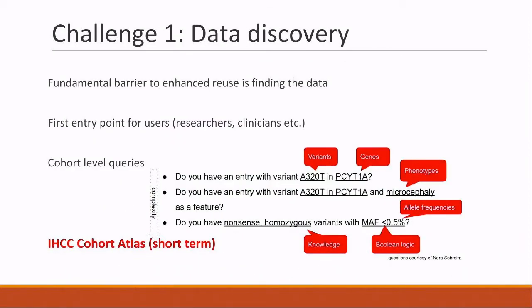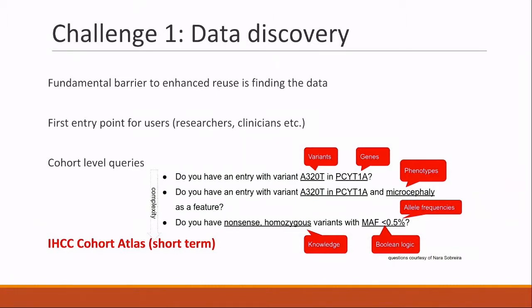Okay, so for the rest of the talk, Philip is going to talk about the initial challenge that we're trying to look at, which is data discovery, and how you find cohorts. It is one of the fundamental barriers for cohort data reuse. It is the first entry point for any researcher or clinician that wants to find cohorts or samples of interest. And we have to think about what types of queries we would want to ask.